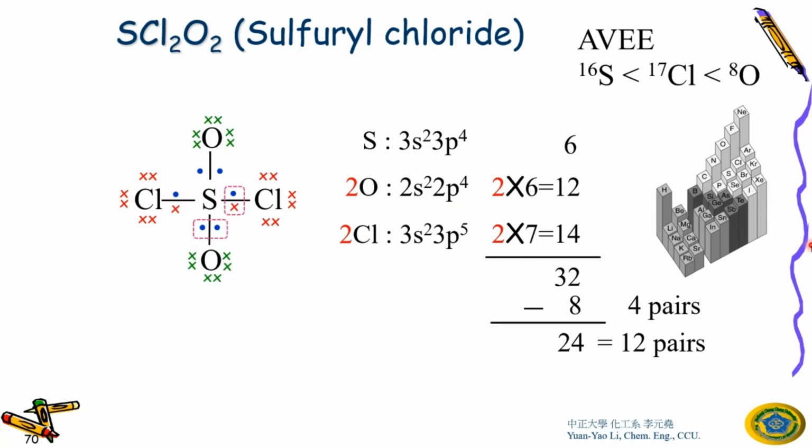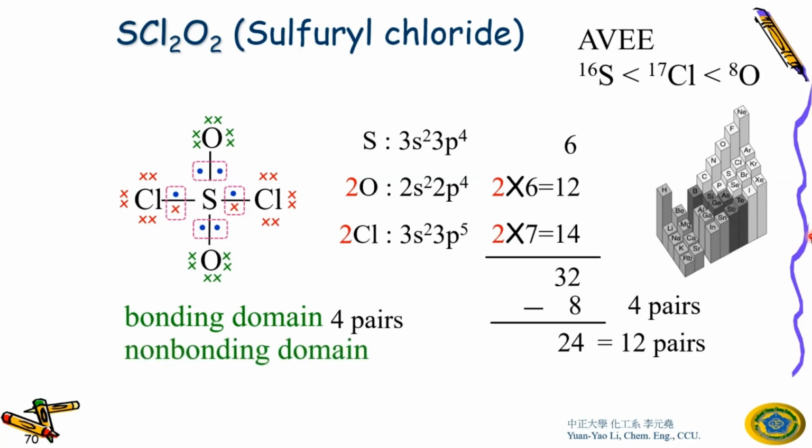Okay, and I'm sure you all know this from high school. This is called a bonding domain. There are 4 pairs which are the bonding domains, and these are the non-bonding domains. Okay, this is important for drawing the molecular structure, for you to consider some of the more complicated structures.